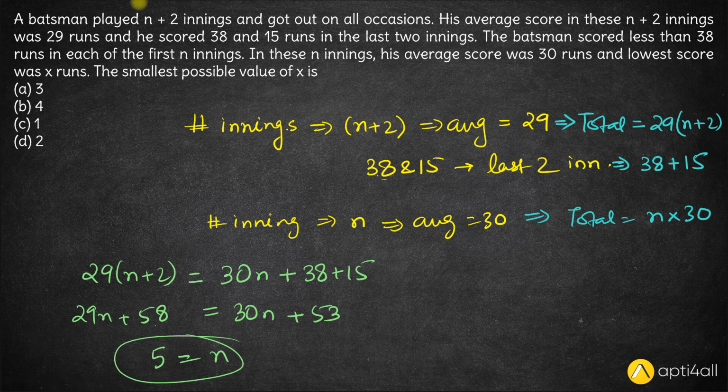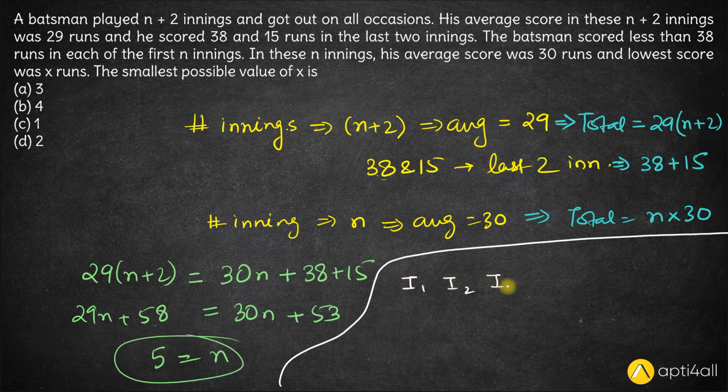Now the question is, if in each of the first n innings the score was less than 38, then what was the smallest possible value of the lowest score? So let's say we have 5 innings, I1, I2, I3, I4, I5. These are the 5 innings and the average of these 5 innings is 30. So the total of these 5 innings will be 30 into 5. This is what we had, right? 30 into 5 is 150. The total of these innings is 150. And let's say this is the innings with the lowest score x. Then you have the sum of this innings plus this innings plus this innings plus this innings. The sum of all these is 150.